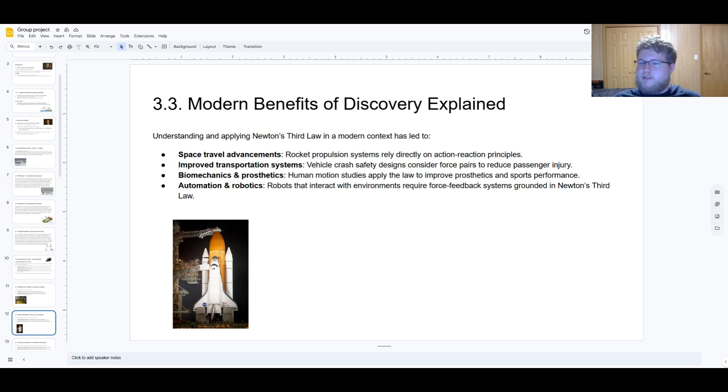Biomechanics and prosthetics: human motion studies apply the law to improve prosthetics and sports performance. Automation and robotics: robots that interact with environments require force feedback systems grounded in Newton's third law. And we have a picture of a rocket, and when it takes off, obviously the exhaust gases blow downwards and the rocket goes up.